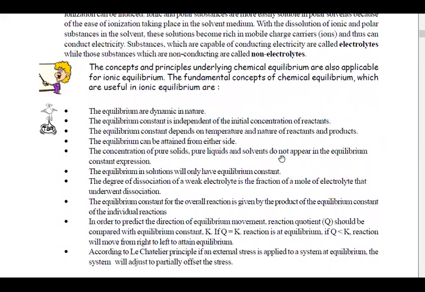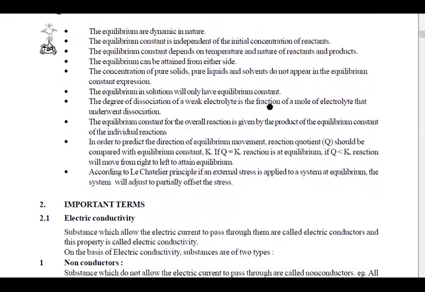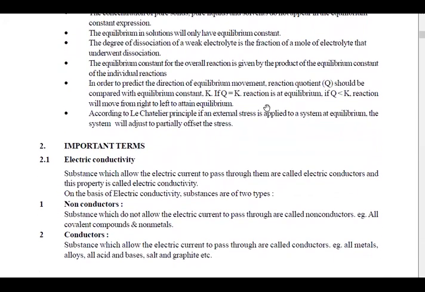Now, what is different that we talk about in ionic equilibrium? The first thing is the reactants. The reactants are ionic, meaning they are charged reactants. The first thing we are going to talk about in this chapter is some fundamental terms, which is electrical conductivity. I hope everyone knows what electrical conductivity is.